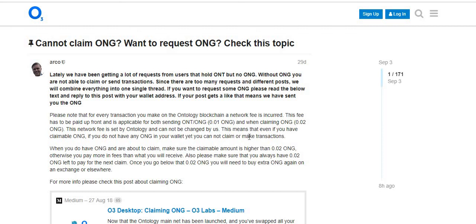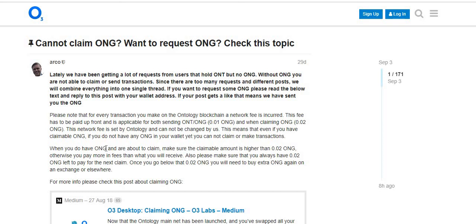Okay, so that paragraph explains why I was seeing the ONG appear in my wallet as an asset, but it was grayed out. There was nothing I could do with it. So it goes on to say when you do have ONG, so that's the difference between having it claimed in your wallet and having it unclaimed and unbound, but you can still see it in your wallet, okay? So you see the difference there? You can start accruing ONG, but it's unbound. It's not tied to your wallet yet.